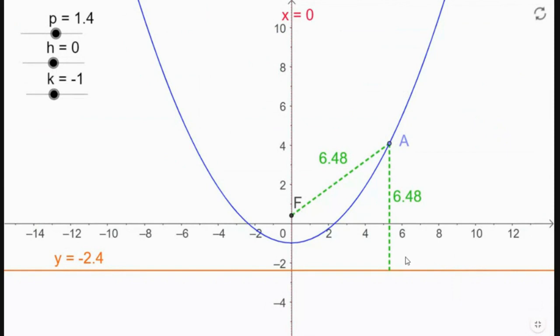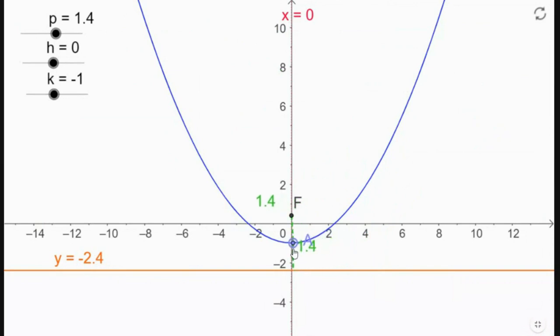So with this parabola, we see the nice blue parabola drawn there, and this has a focus labeled as F right there. The directrix line for this parabola is at y equals negative 2.4. Notice point A on the parabola is exactly 6.48 from the focus and 6.48 from the directrix line. We defined a parabola as a set of points that are all the same distance from those two. So if we move A, look how it stays the same distance from both the focus and the directrix, no matter where it is on the parabola.